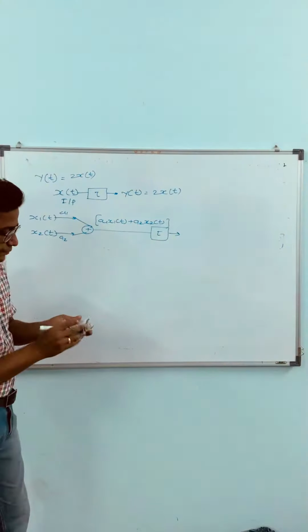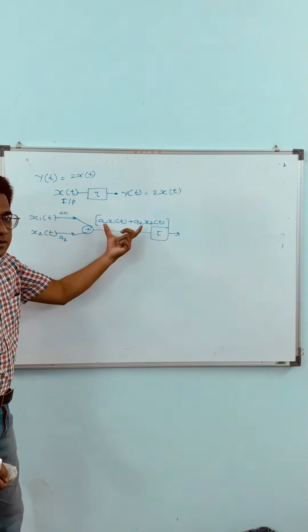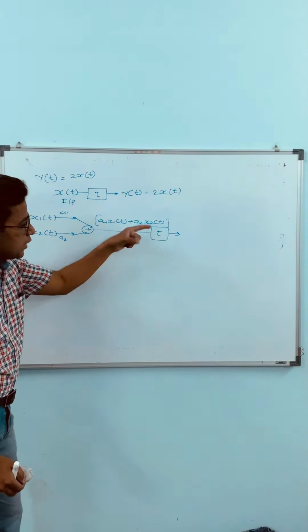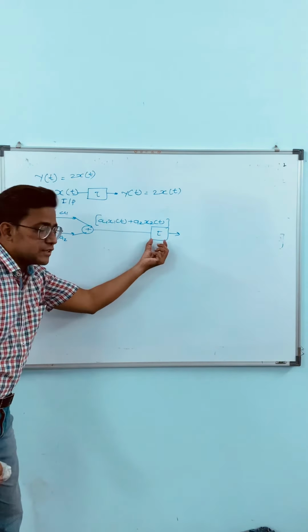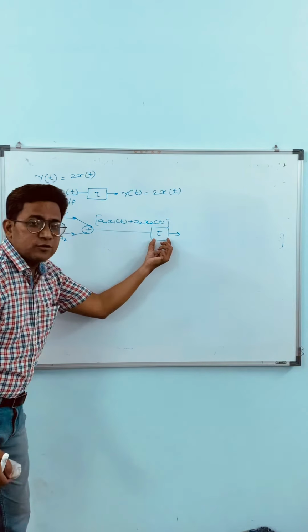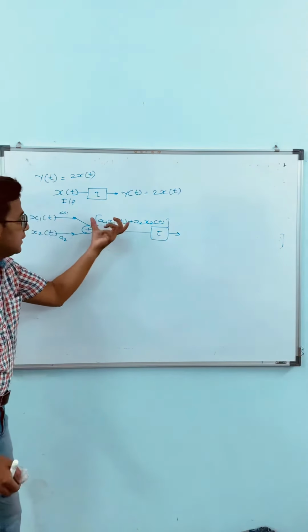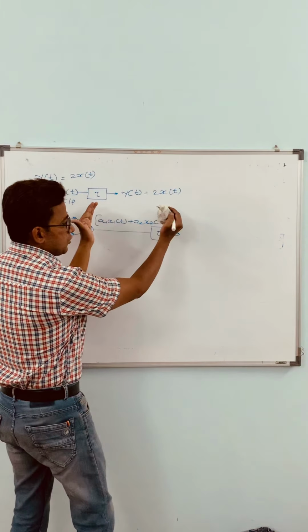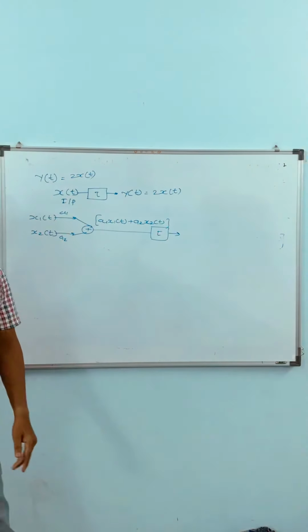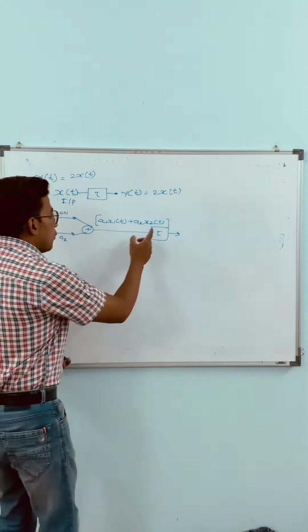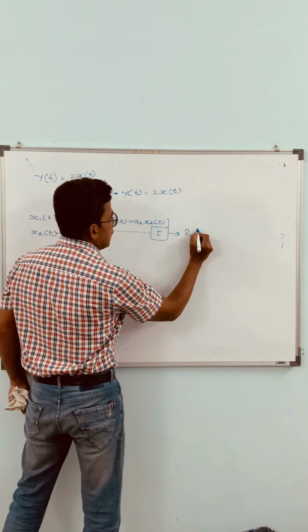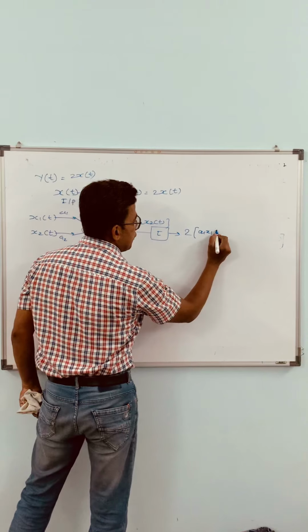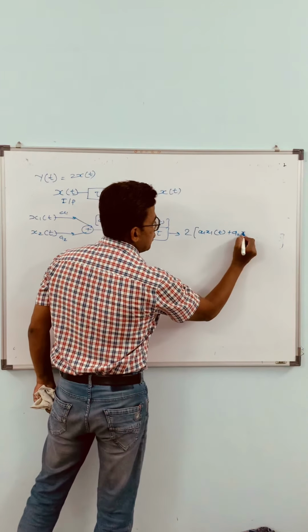What I said, this complete function is going to the system. What will happen here? Not individually a1 x1 of t going first and then a2 x2 of t entering into the system. It will not be like that. The complete a1 x1 of t and a2 x2 of t together will go inside the system. Then what is the observation? X is the function and 2 is getting multiplied to the function. Means directly I can write 2 into, in the bracket, a1 x1 of t plus a2 x2 of t.